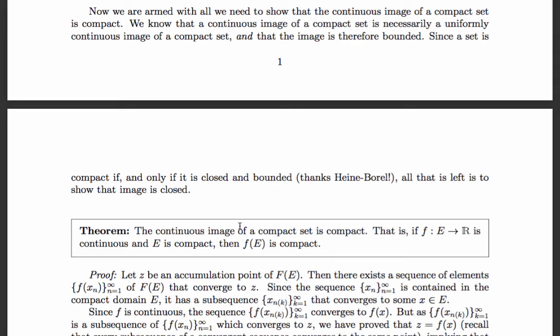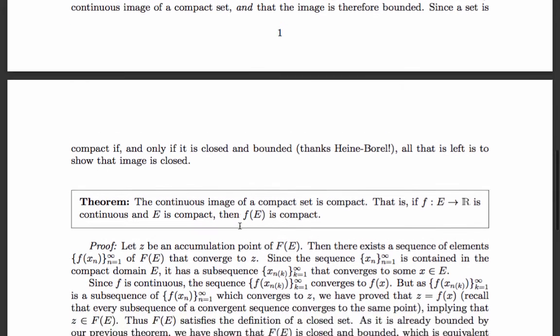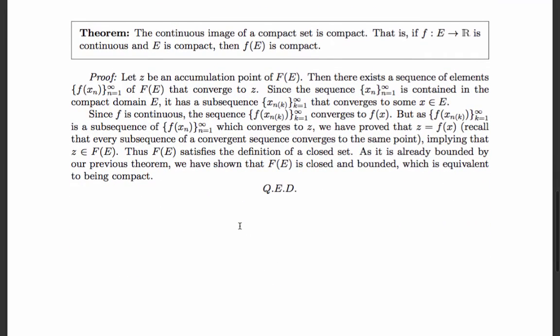So let's give the full theorem. The continuous image of a compact set is compact. That is, if f mapping E to R is continuous on E and E is compact, then f of E is compact. Let Z be an accumulation point of f of E.